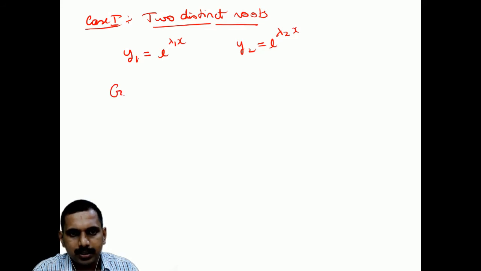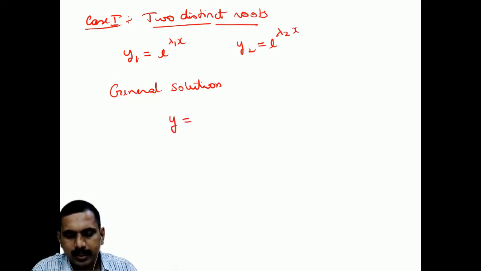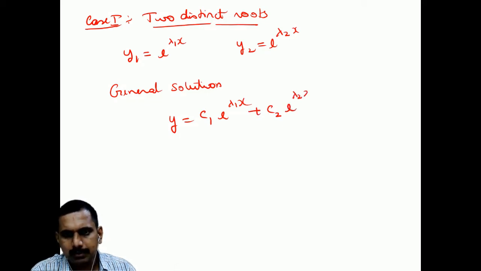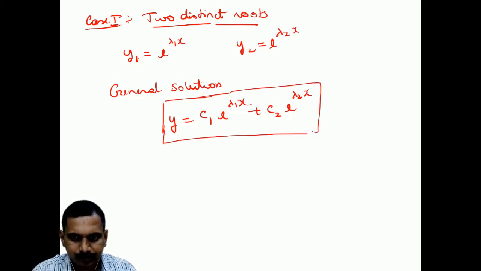So the general solution is given by y is equal to c1 into e power lambda 1x plus c2 into e power lambda 2x. Simple and straight. Nothing doing here. It's very, very simple. Easy, students.